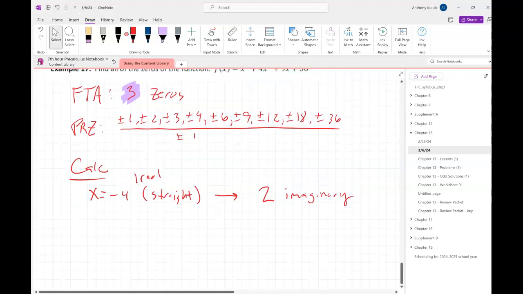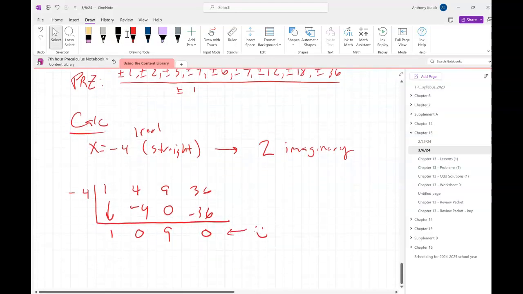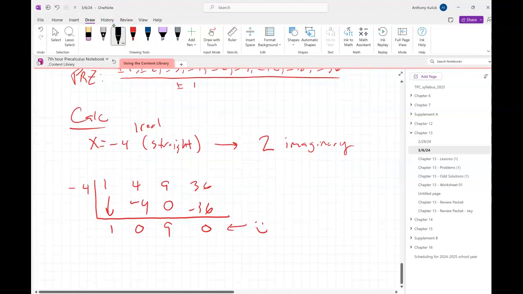So to start my synthetic division, which one am I going to choose? Well, I only have one choice. It's got to be the -4. So there's my synthetic division. What was my remainder? 0. Yay, 0. So far, so good.